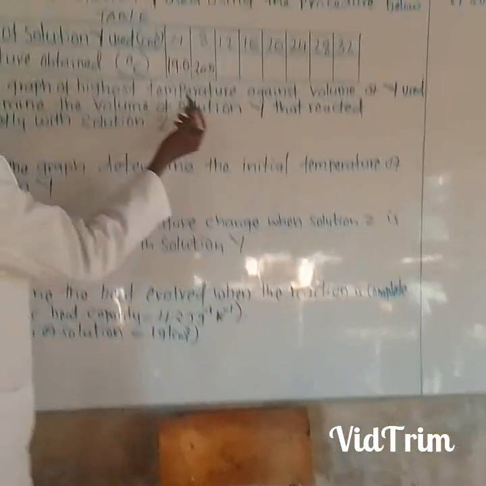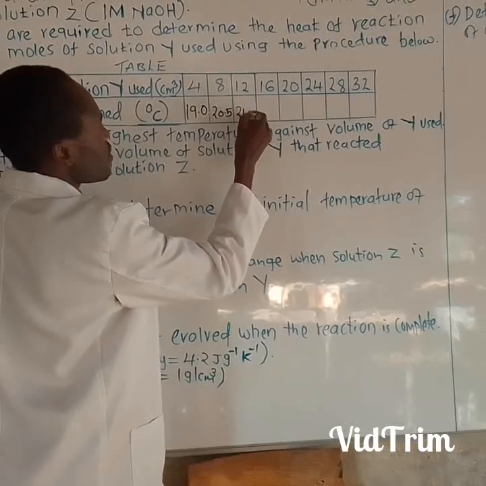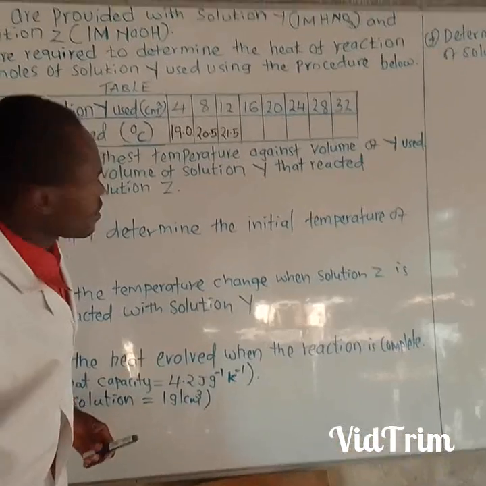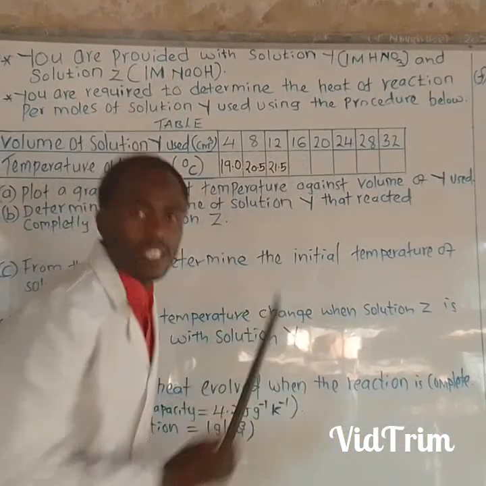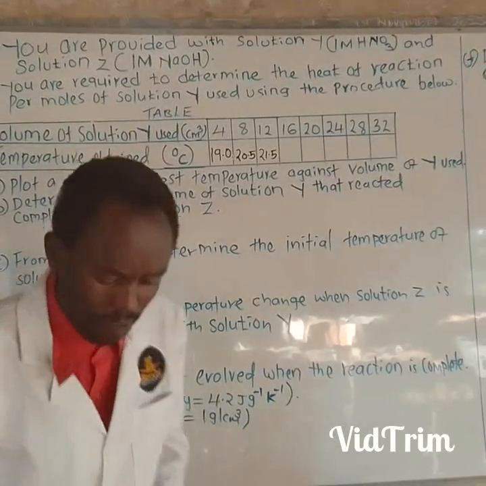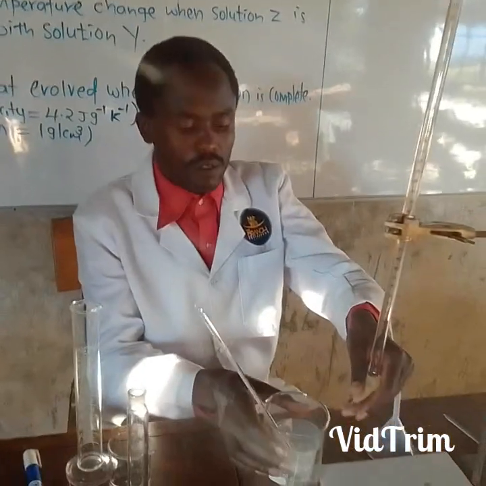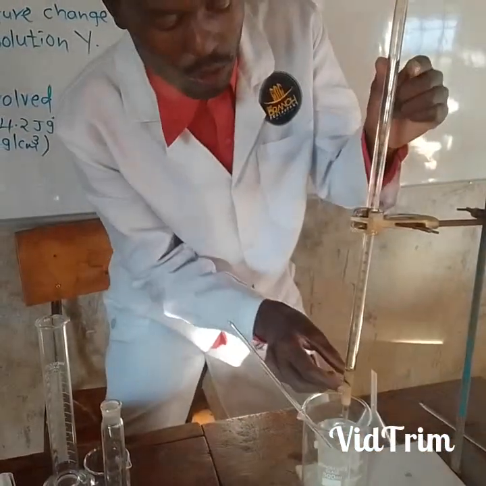in the table. So after adding 4 again, I'm getting 21.5 degrees Celsius. And I add again 4 to 16. Then again take the highest temperature reached. So focus slowly again, my student. So I have again to add 4 means from the burette of solution 1.